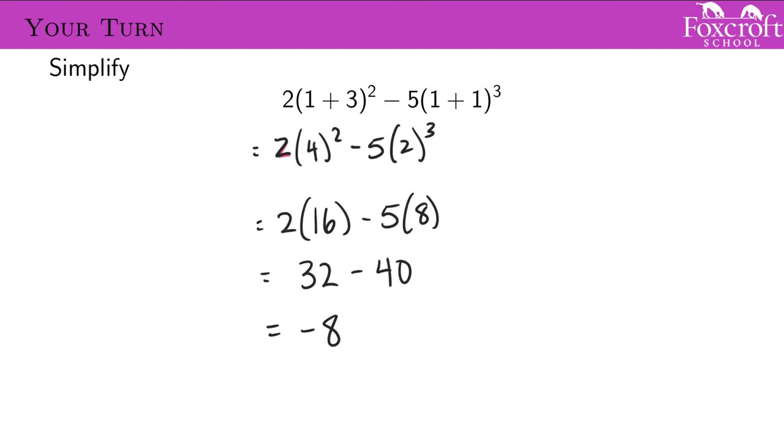And this is what I got. So groupings first, you add those things together. Exponent next, 4 squared is 16. 2 cubed is 2, times 2 is 4, times another 2 is 8. We do our multiplications, and then we can subtract to get our final answer.